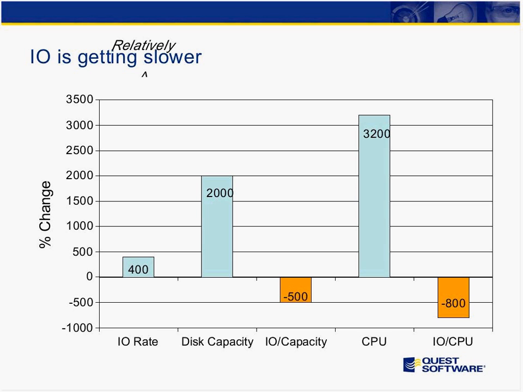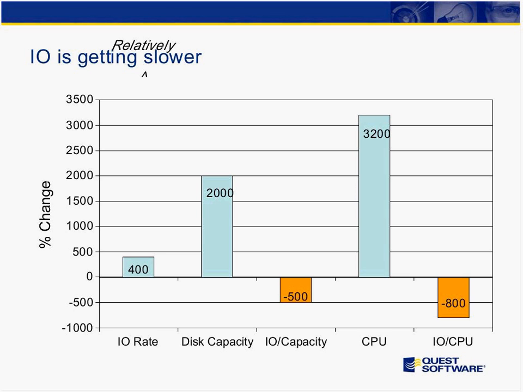In the last 10 years, this chart shows us the percentage increase in each of these areas. While I/O rate has improved by about a factor of 400%, disk capacity has increased by a factor of 20. So while 10 years ago you may have been getting 20 I/Os per second, today you get 100 I/Os per second. But you may have been getting a gigabyte of disk to access 10 years ago; today, there's 200 gigabytes.